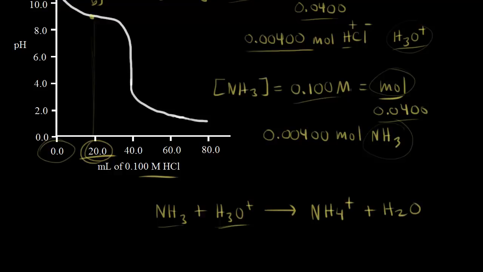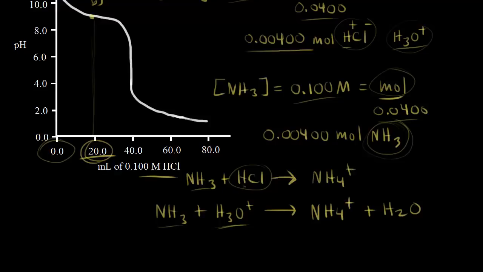The other way we could write it would be NH3 plus HCl. So let's write it that way too. So ammonia plus HCl, right? HCl donates a proton to NH3, giving us NH4 plus. And once HCl donates a proton, you have Cl minus, right? The chloride anion, the conjugate base. So this would be NH4 plus Cl minus.